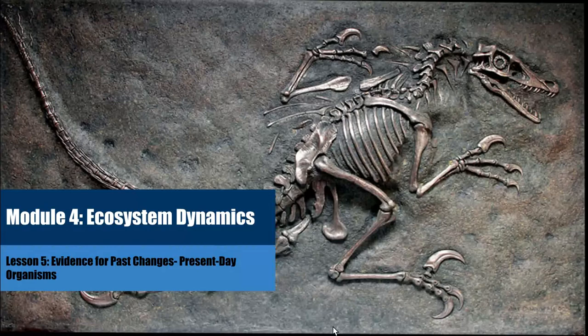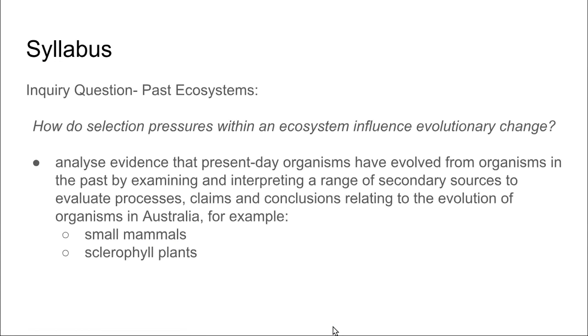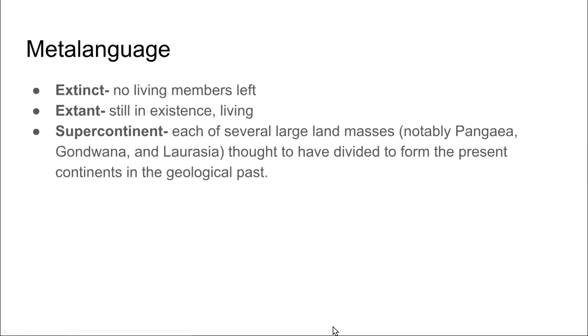Welcome to Lesson 5 of Module 4, Ecosystem Dynamics. In this video, we're going to be looking at evidence for past changes, and we're going to be focusing on present-day organisms. When we look at present-day organisms, we're going to focus on small mammals and sclerophyll plants, and then we're going to evaluate some of the claims and conclusions that people have got to about how these may have evolved into the present-day organisms from some past organisms that were living, and look at the evidence for that.